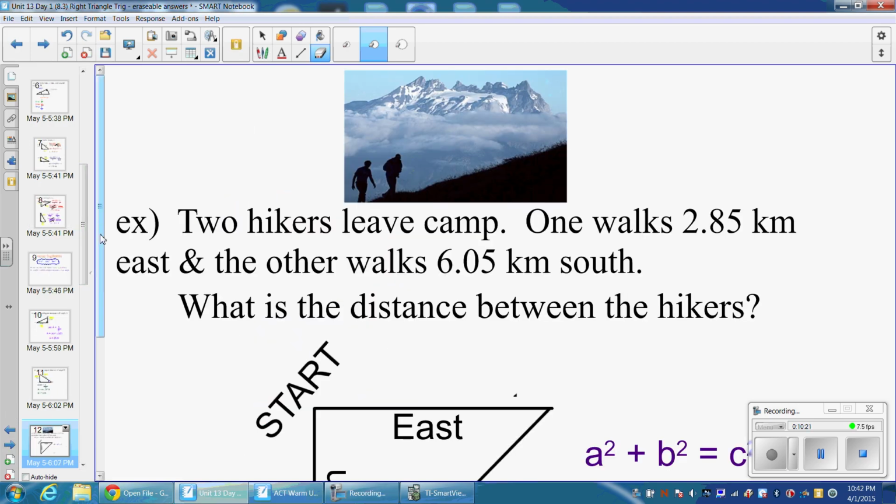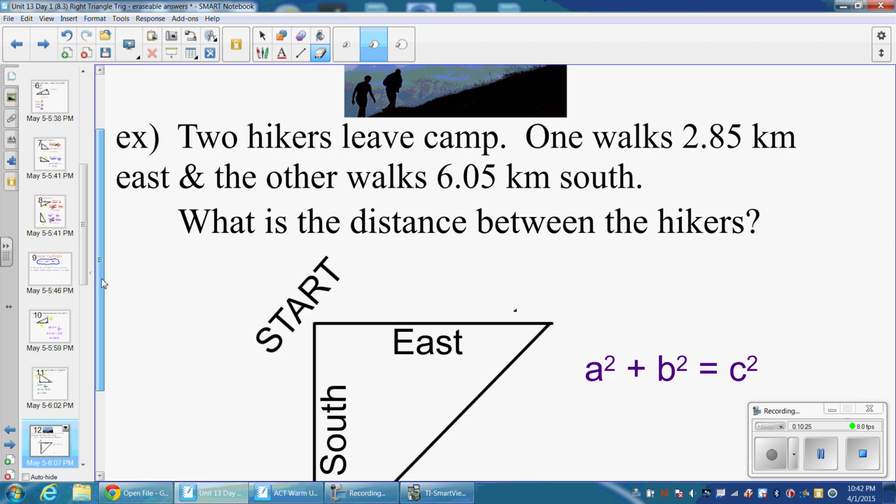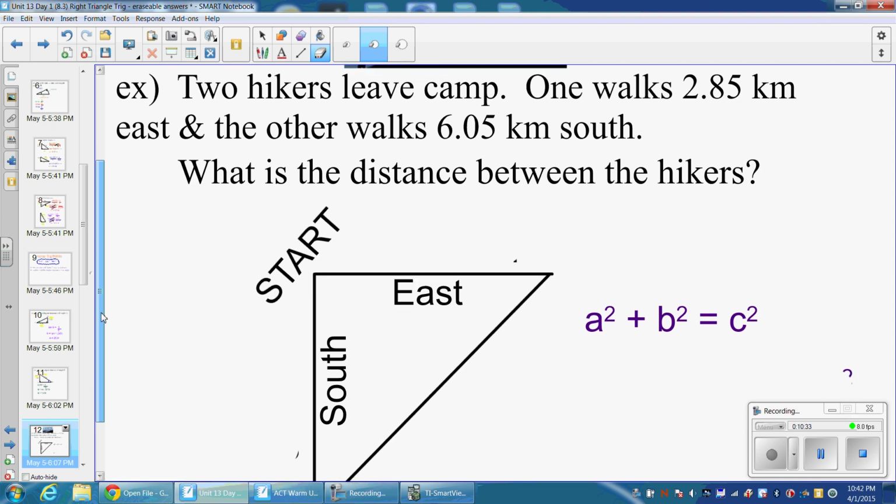All right, so now we're going to move into a couple more application problems, and a couple that you just have to set up a little differently. So it says two hikers leave camp. One walks 2.8 kilometers east, the other walks 6.05 kilometers south. What's the distance between them?